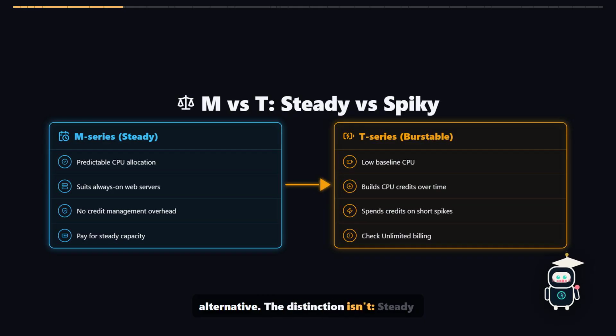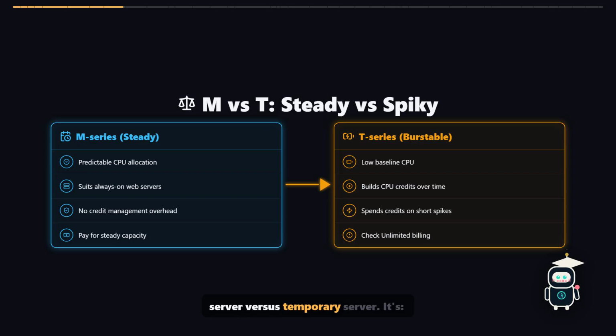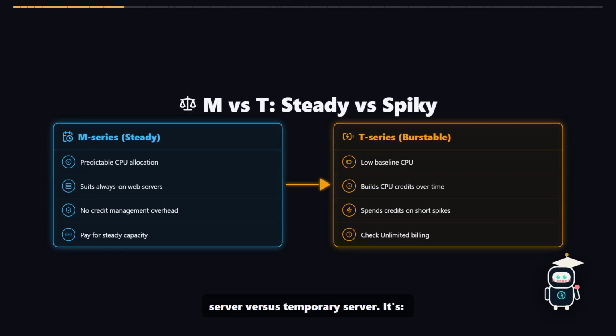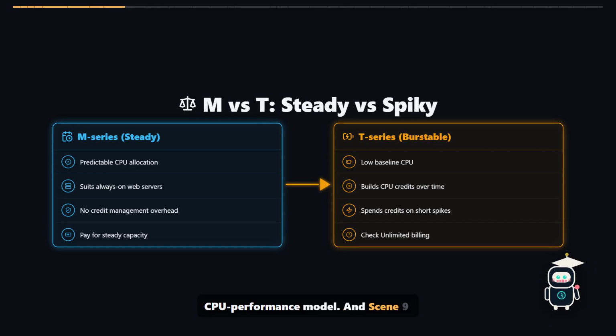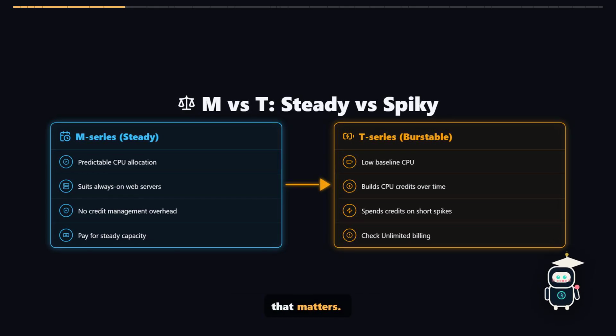The distinction isn't steady server versus temporary server. It's fixed CPU performance model versus burstable CPU performance model. And Scene 9 will show you exactly why that matters.